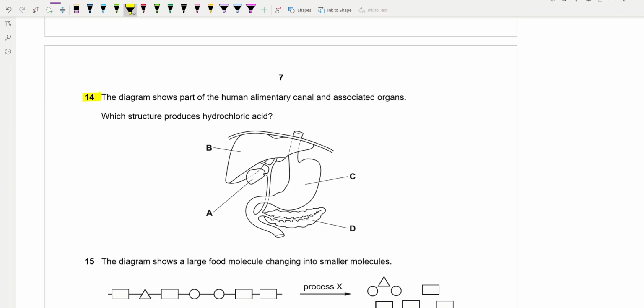Question number 14. The diagram shows part of the human alimentary canal and associated organs. Which structure produces hydrochloric acid? Stomach produces hydrochloric acid, so the option would be option C.